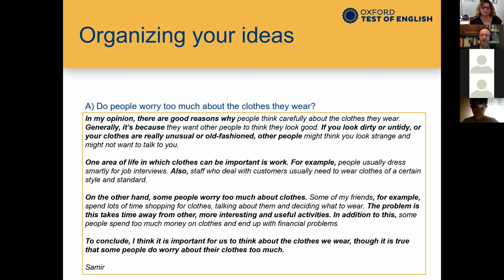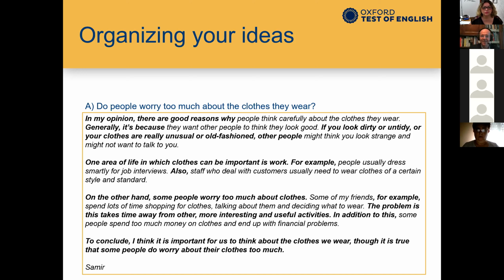Also, okay, and this is another word that helps you to continue, that gives you an opportunity to say more. Staff who deal with customers. By the way, I haven't indicated this, perhaps I should. Deal with. Do you remember I mentioned lexis, which is the kind of like the vocabulary and the dependent little mini grammar around it? Well, here's an example. To deal with. Okay, that's the correct preposition, to deal with. So staff who deal with customers, que trabajan tratan con los clientes, usually need to wear clothes of a certain style and standard.